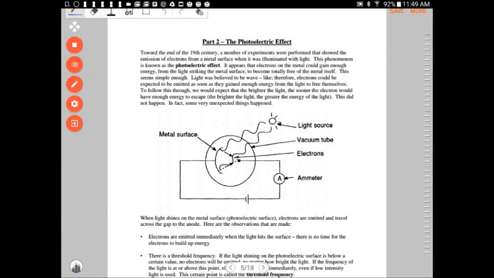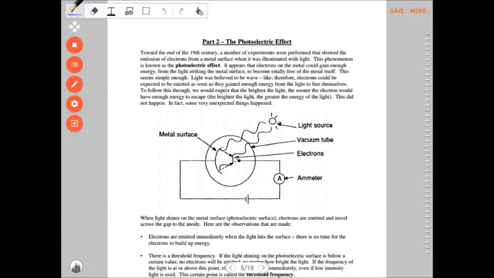Hi everyone, Part 2, the photoelectric effect. Towards the end of the 19th century, a number of experiments were performed that showed the emission of electrons from a metal surface when it was illuminated with light. This phenomenon was known as the photoelectric effect. It appears that electrons on the metal could gain enough energy from the light striking the metal surface to become totally free of the metal itself.